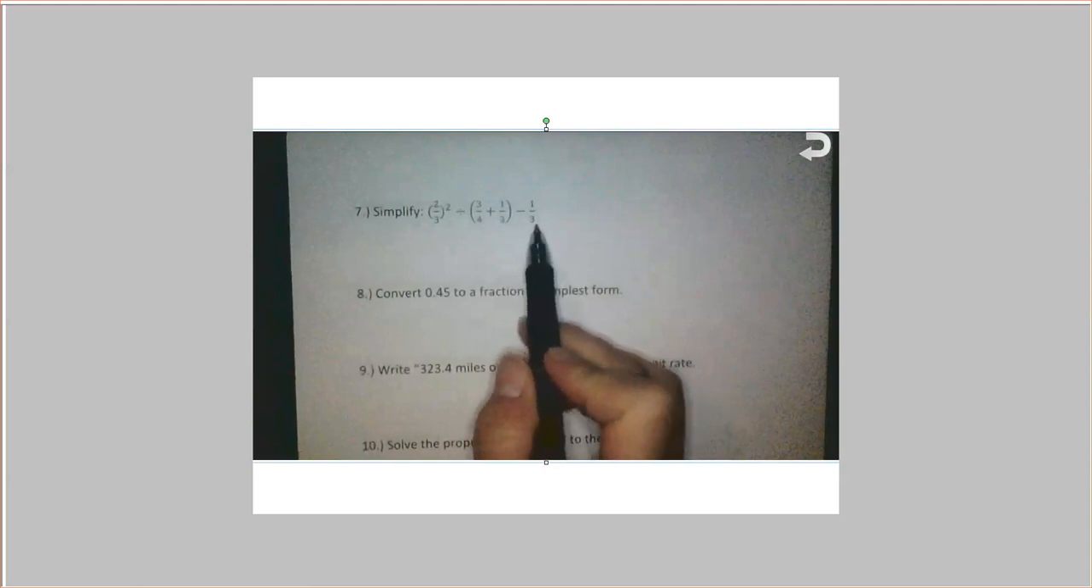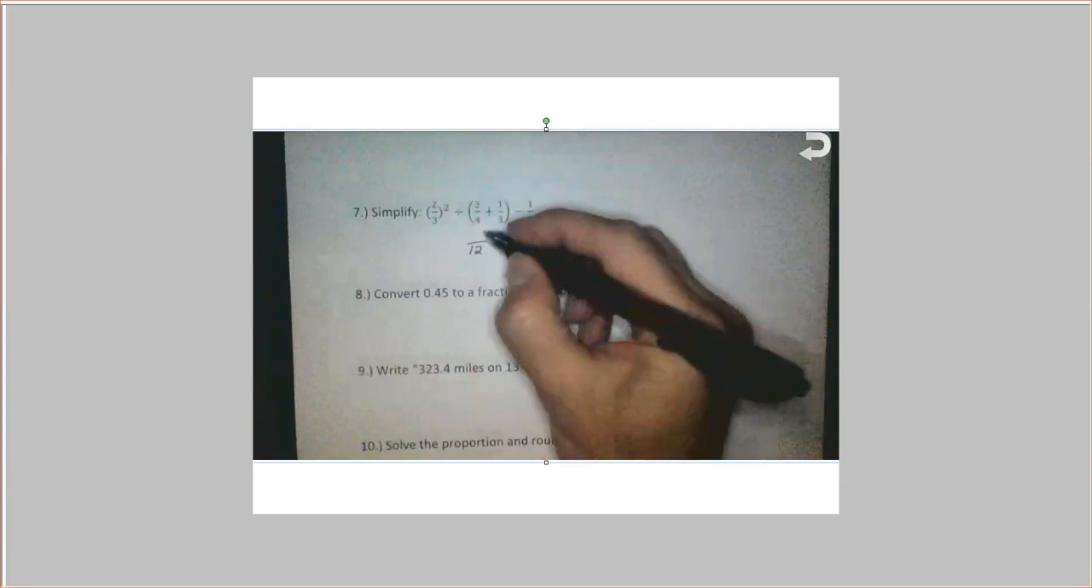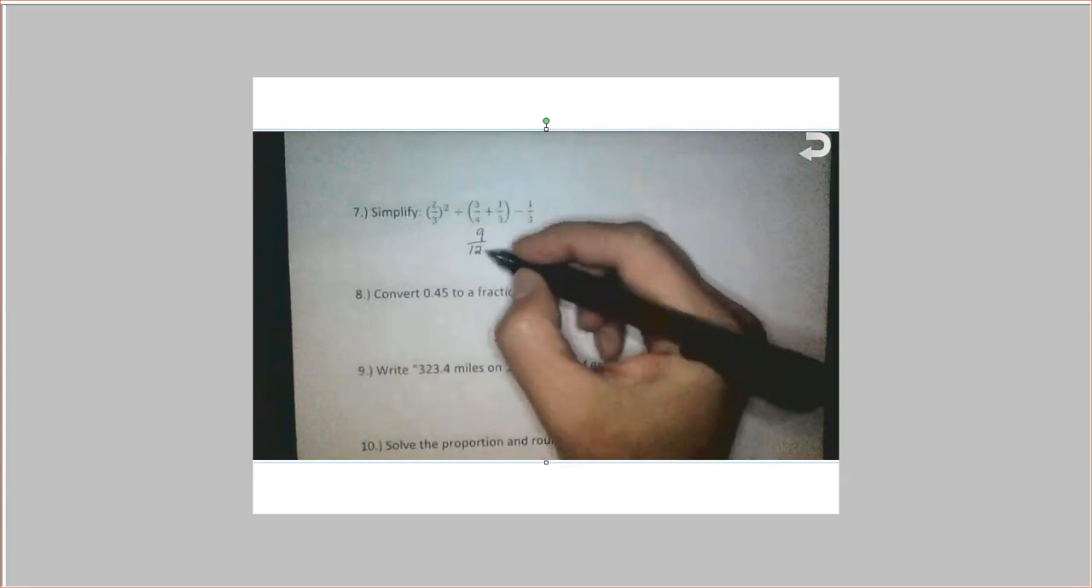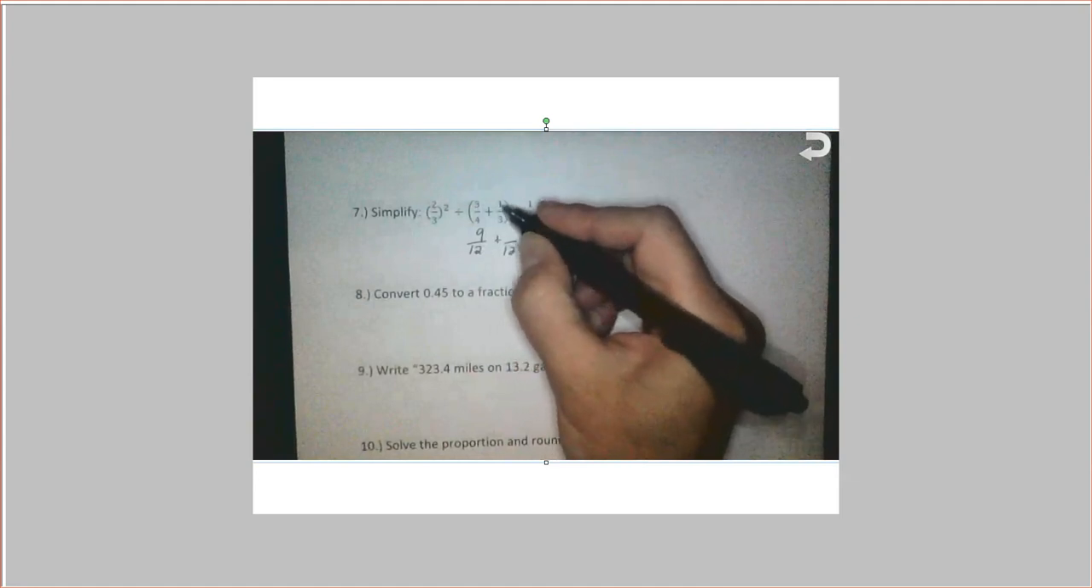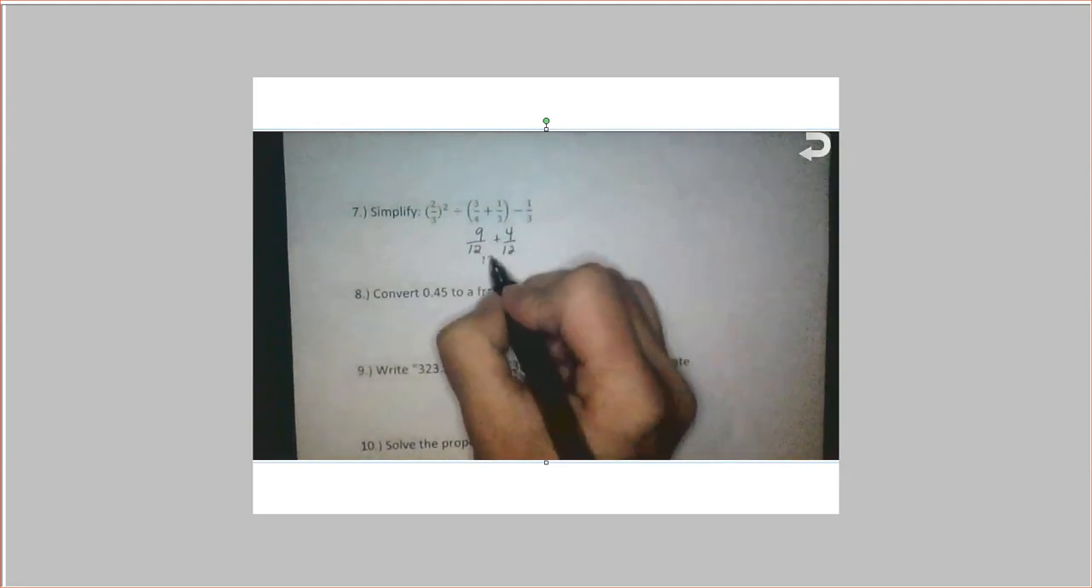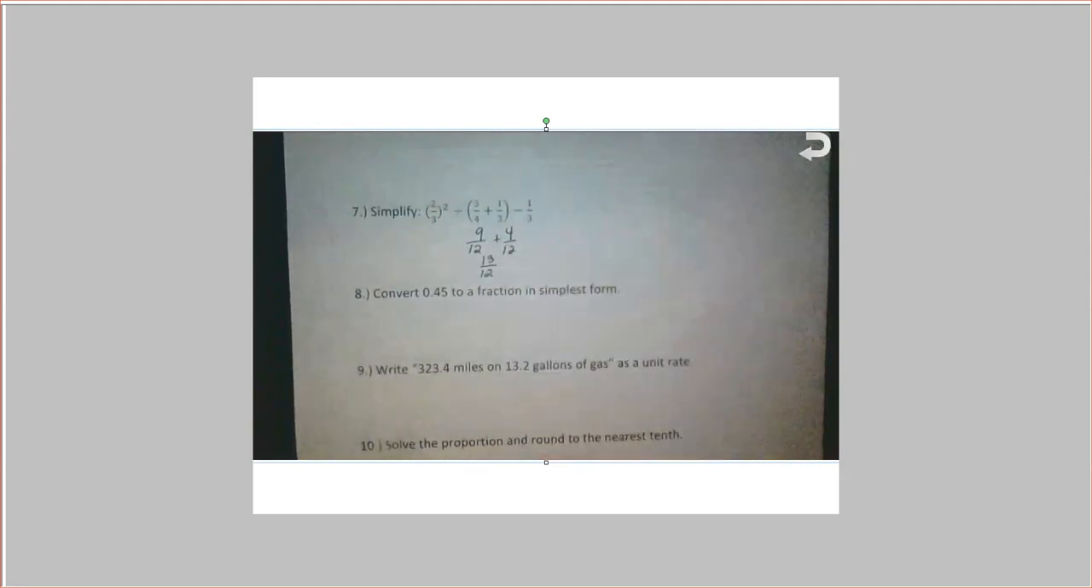In order to add fractions, I do have to get a common denominator, and the common denominator between 4 and 3 is 12. If 4 times 3 is 12, then 3 times 3 would be 9. We've got to get that equivalent fraction. If 3 times 4 is 12, then 1 times 4 would be 4. 9 plus 4 is 13/12. I'm going to leave that improper for right now as I work through this problem.